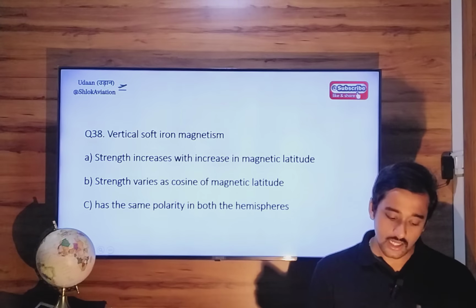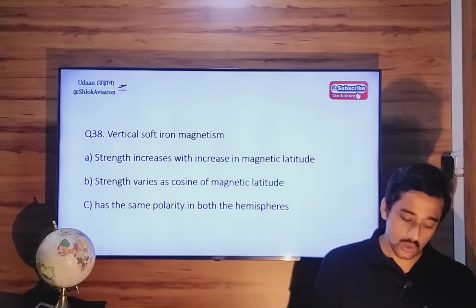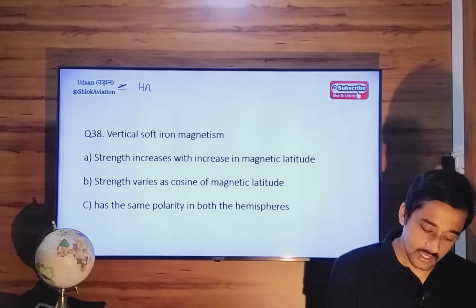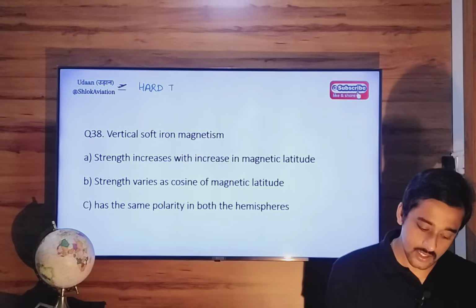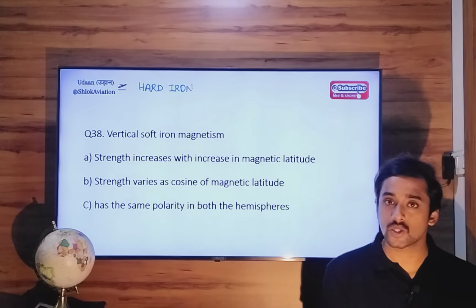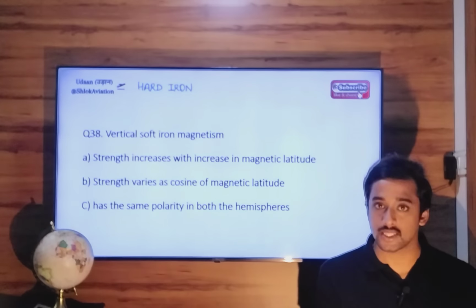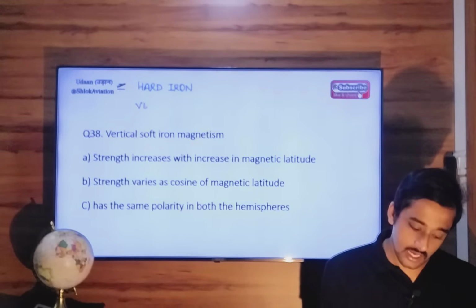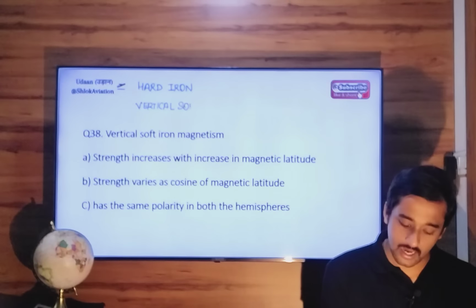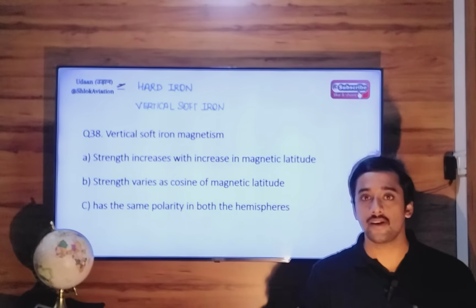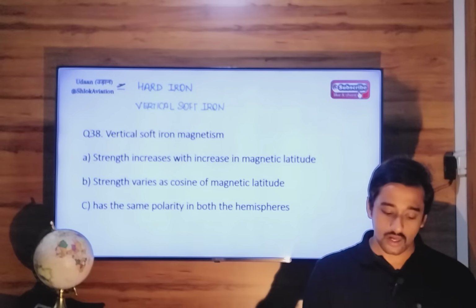38. Vertical soft iron magnetism. Now there are two types of magnetism. Read that. Hard iron magnetism, because of the structure of your aircraft, the metallic components that are used. And we have vertical soft iron magnetism, or just soft iron magnetism. Soft iron magnetism is because of the magnetic field of the earth. And what is vertical soft iron?